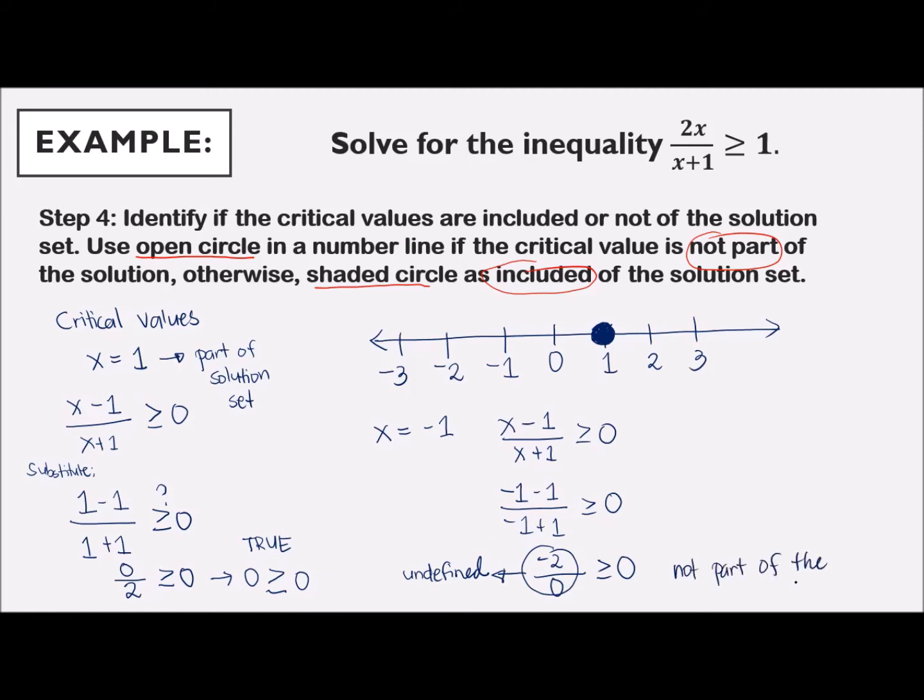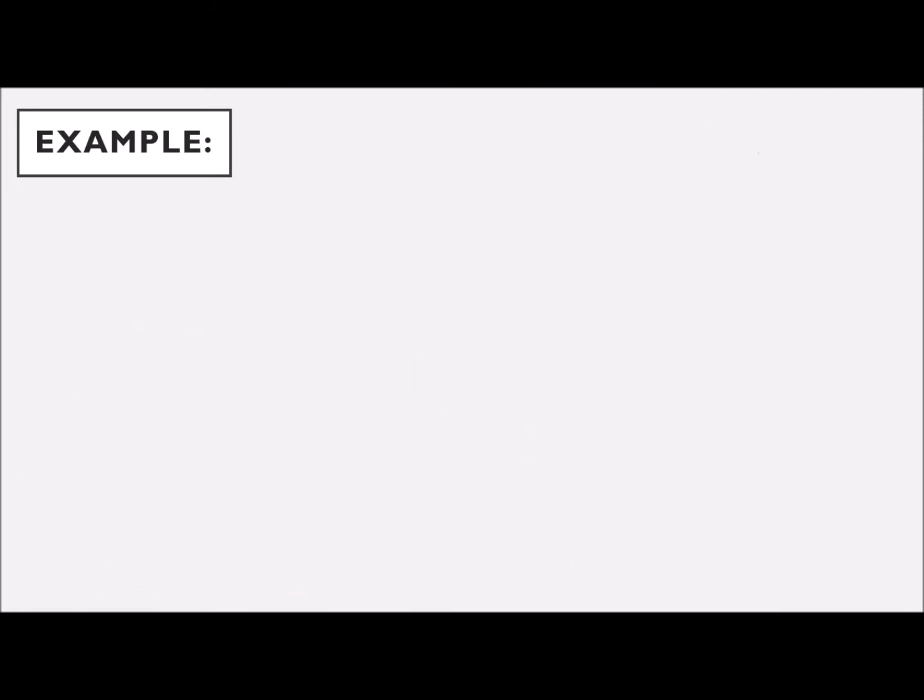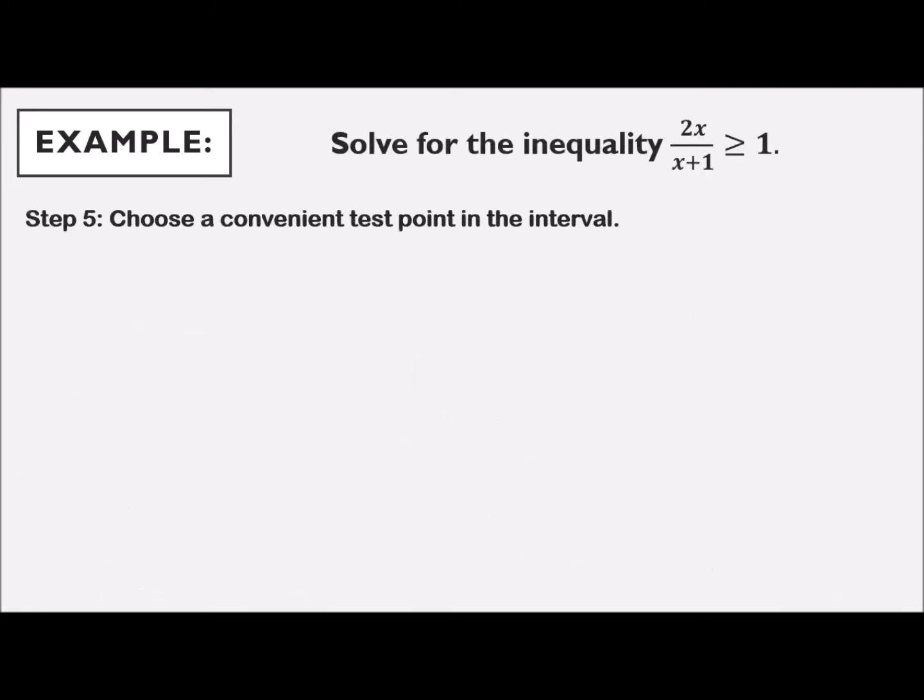So, anong gagamitin nating circle? Very good. Ang gagamitin na natin dito kay negative 1 ay open circle. Okay? So, pakitandaan po iyan. And this one is now the last step. We need to choose a convenient test point in the interval. What does it mean? Drawing lang ulit natin for the sake na matandaan natin for proper illustration.